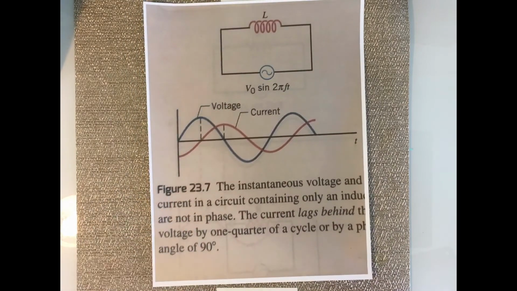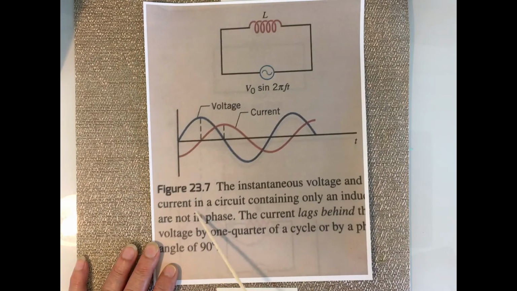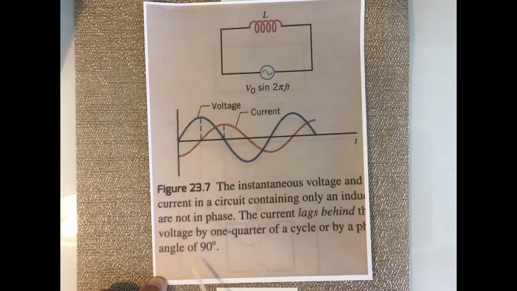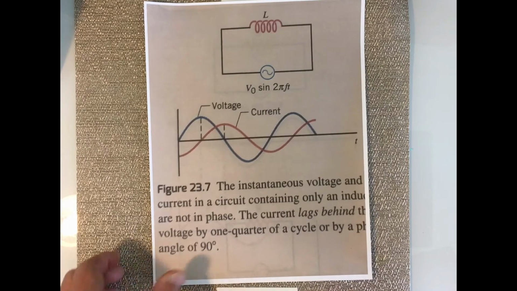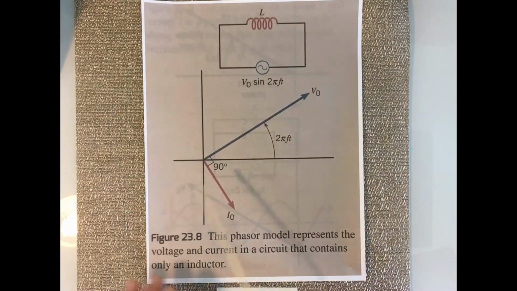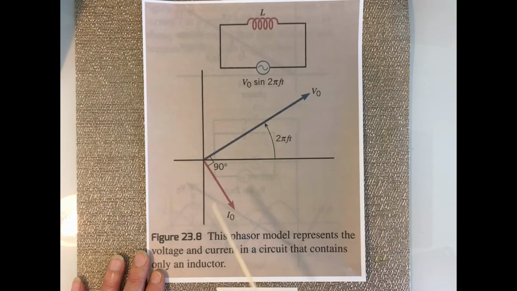Now the instantaneous voltage and current in this circuit is shown here in this graph. Red is the current and voltage is blue. As you see, the current lags behind the voltage by a quarter of a cycle, or by an angle of 90 degrees, as you see in the graph. This phase diagram is more clear. This is your current, that's the voltage.